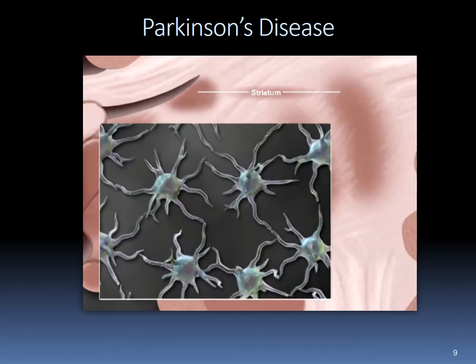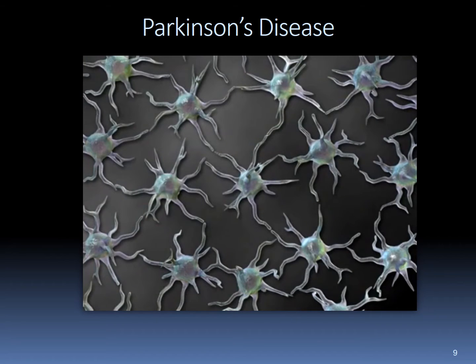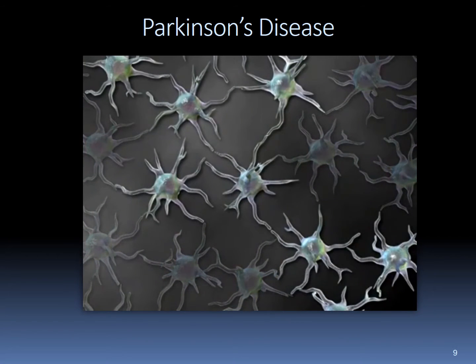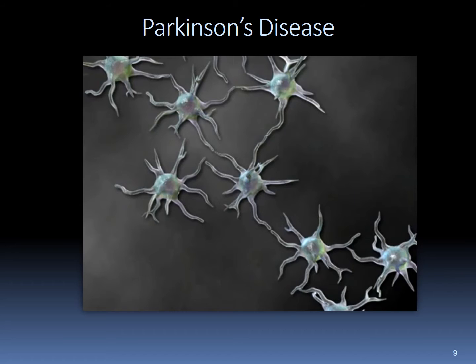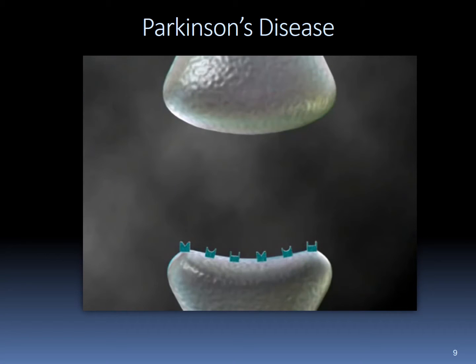In patients with Parkinson's disease, there is massive degeneration of dopamine-producing cells in the substantia nigra. The dopamine supply to the striatum is gradually reduced. This disrupts the balance between dopamine and acetylcholine, resulting in a relative excess of acetylcholine.